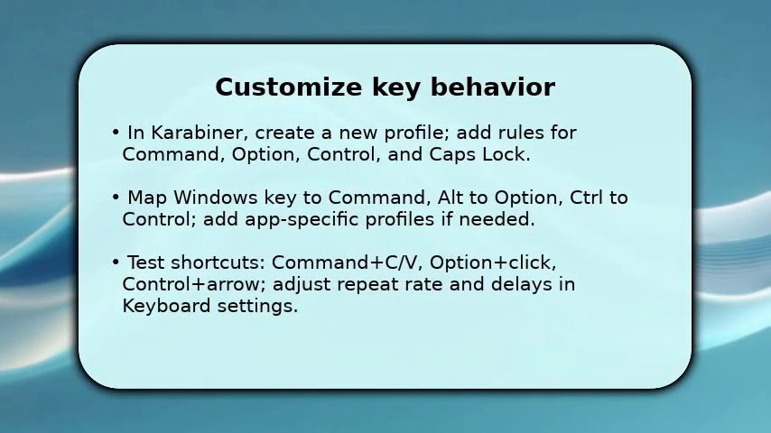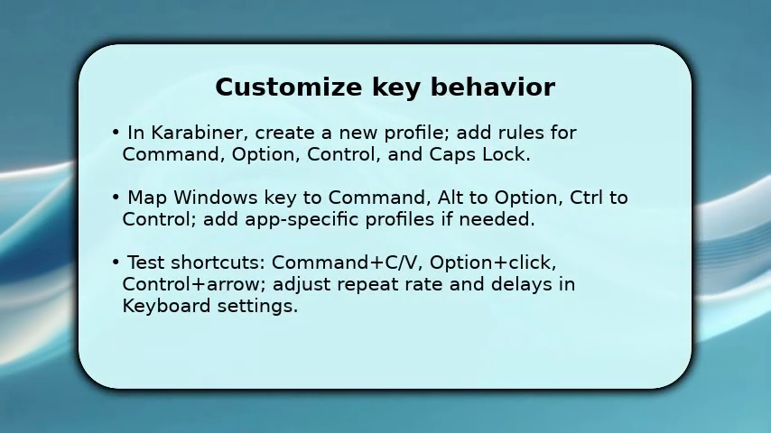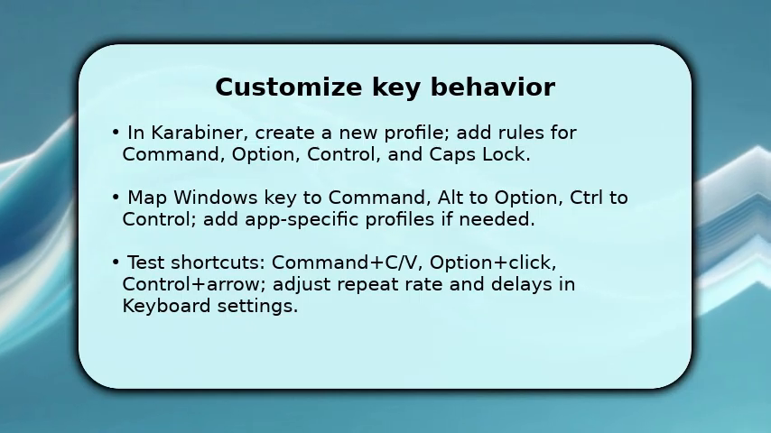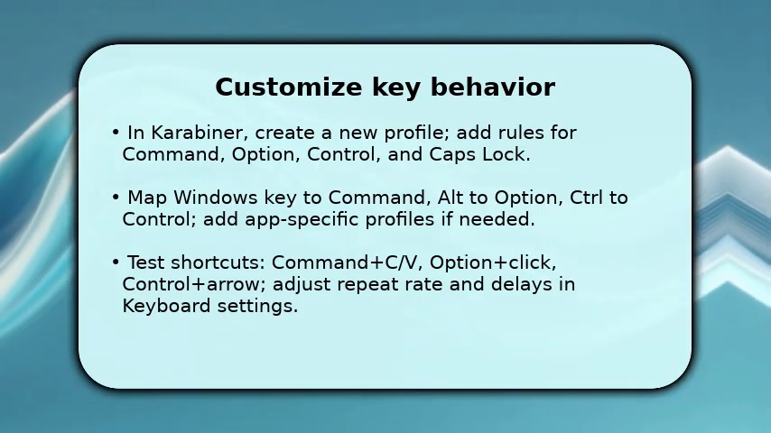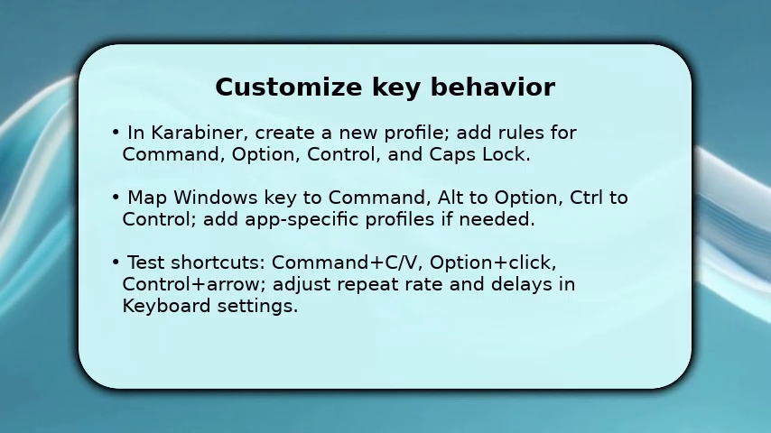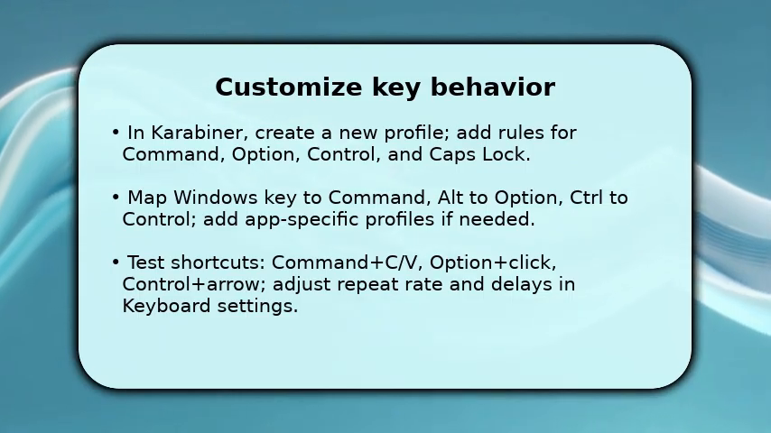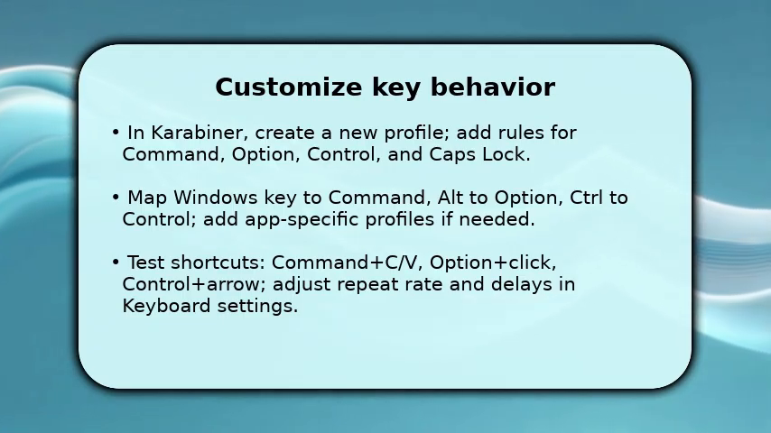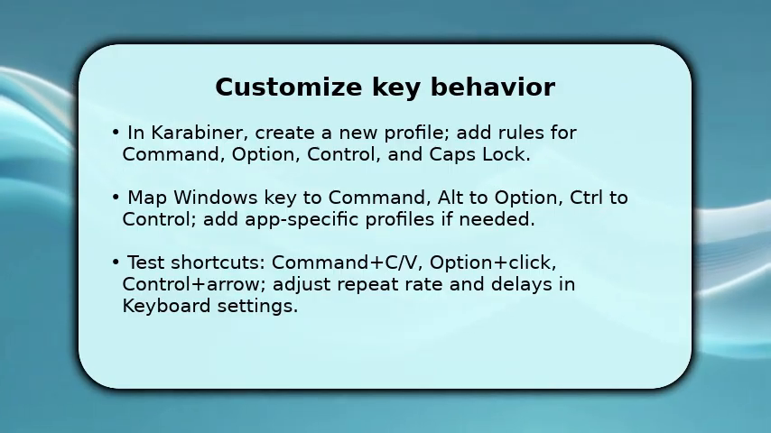Once you have the tool open, create a new profile dedicated to your Windows keyboard so changes don't affect other input devices. Add explicit rules: Windows key to Command, Alt to Option, and Control to Control. Use app-specific rules for programs like VS Code or Terminal where you want different mappings. Then test common shortcuts and text navigation.